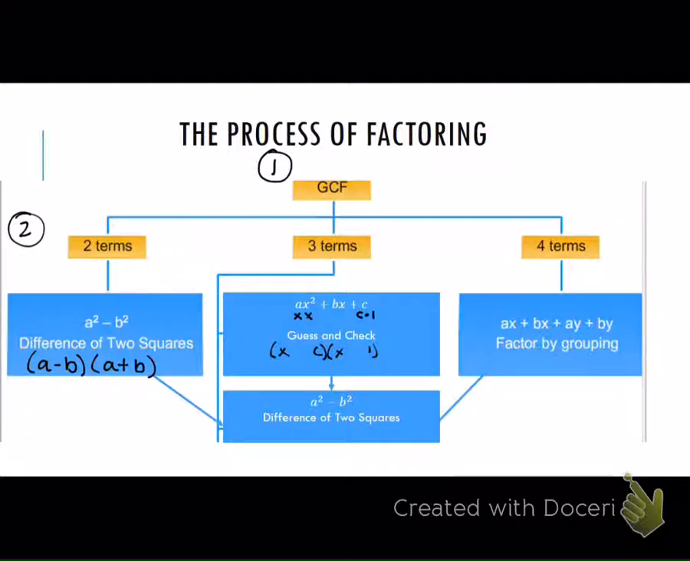And then, if it's four terms, we factor by grouping. You group the first two together, and you group the last two together. You take a GCF out of each piece. And you'll notice when you take the GCF out that our binomials are the same, right? So we take that a plus b out, and we're left with x plus y.